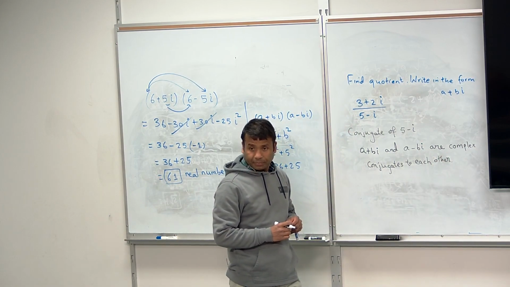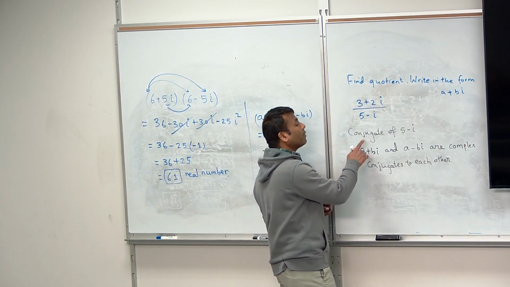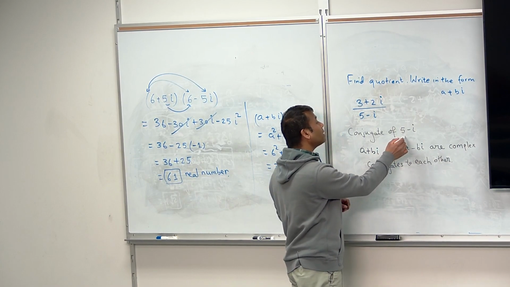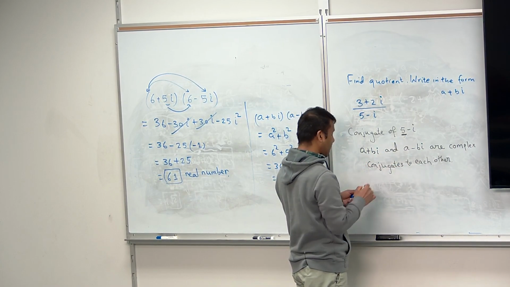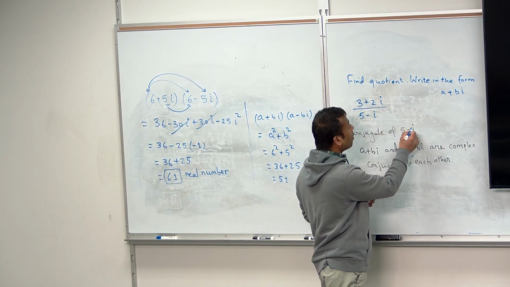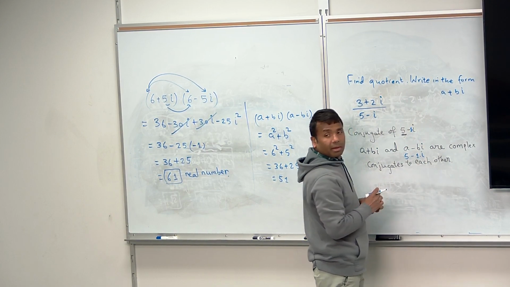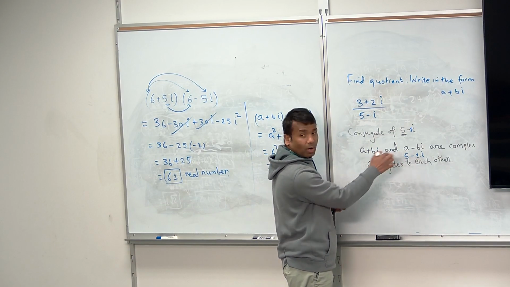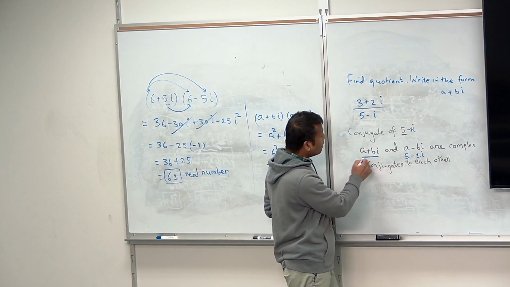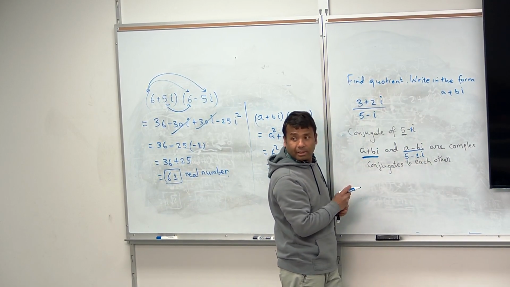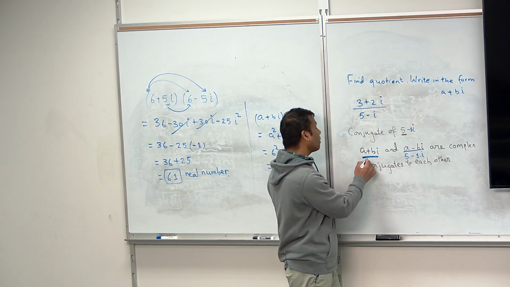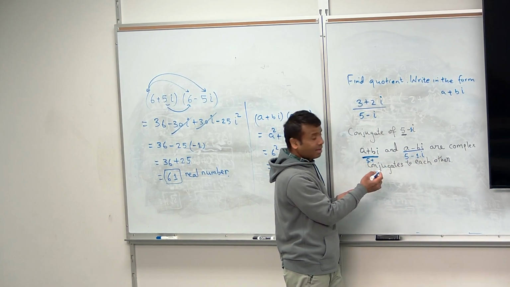Did you get it? So what is the complex conjugate of 5 minus i? In place of a, you have 5, and in place of b you have 1. So what is the conjugate of 5 minus 1 times i? A plus bi and a minus bi are conjugates, so the conjugate of 5 minus i is 5 plus i. Are you with me?